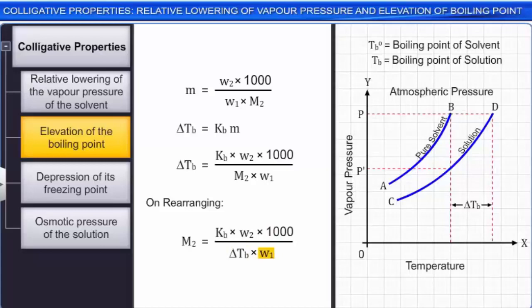Thus, we see that molar mass of the solute M2 can be determined experimentally if a known mass of solute W2 is taken in a known mass of solvent W1, and the elevation in boiling point delta Tb is determined experimentally for a known solvent whose Kb value is known. This formula is used to calculate the molecular masses of non-ionic solutes. Let us now solve a numerical based on elevation of boiling point.